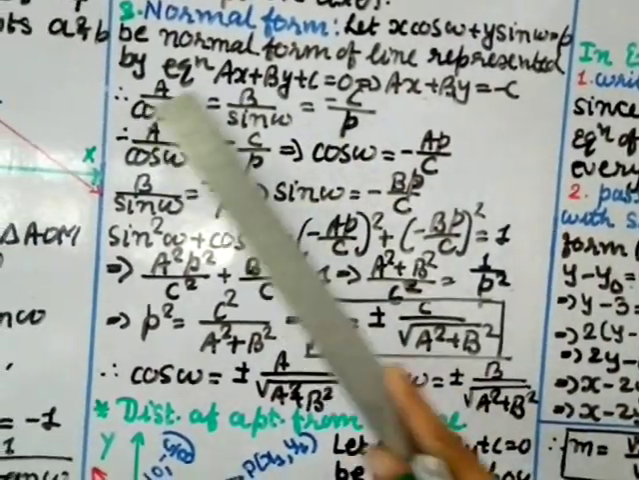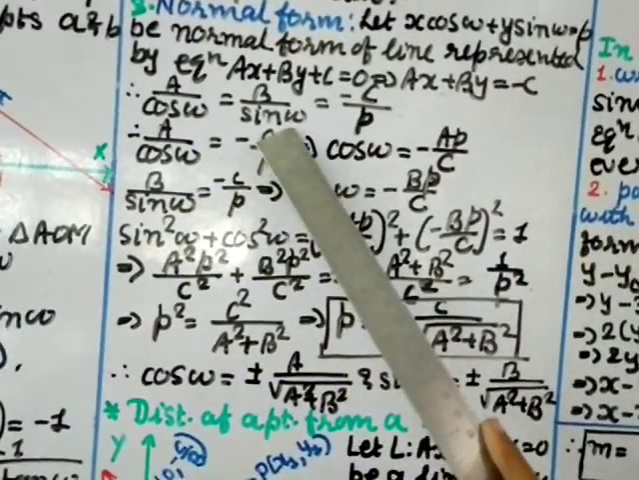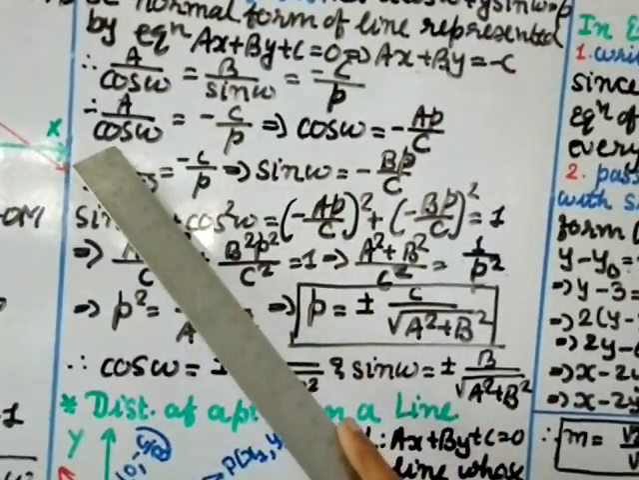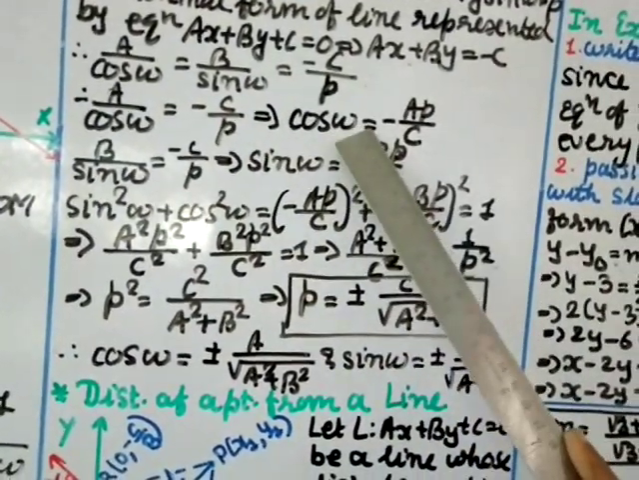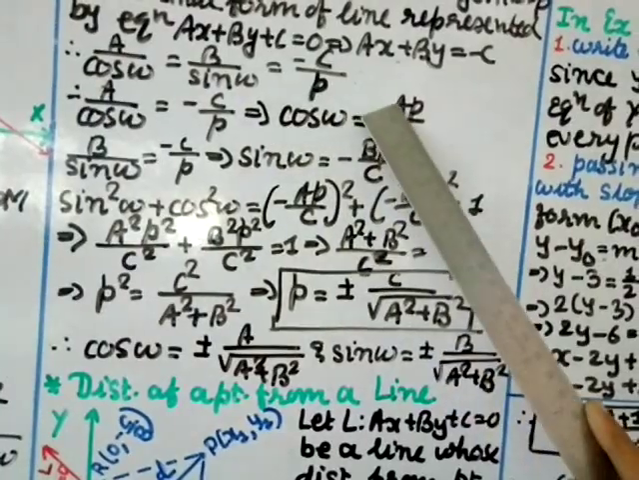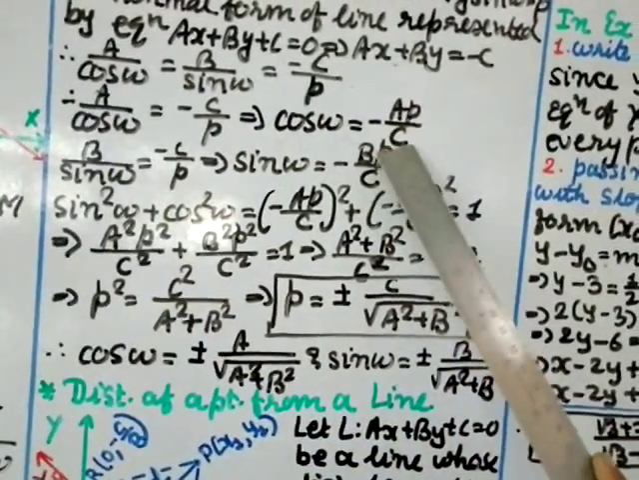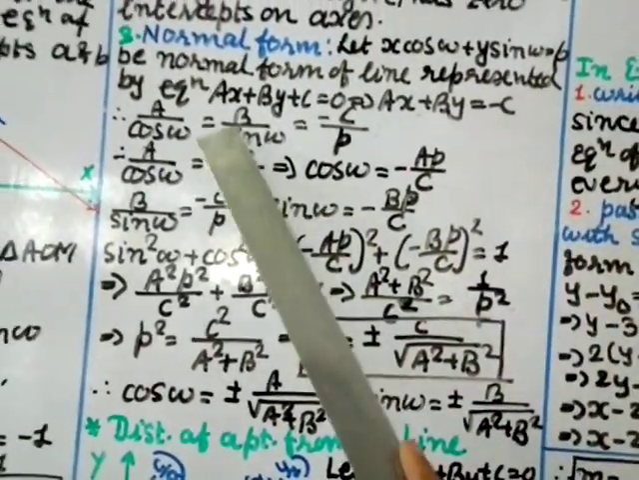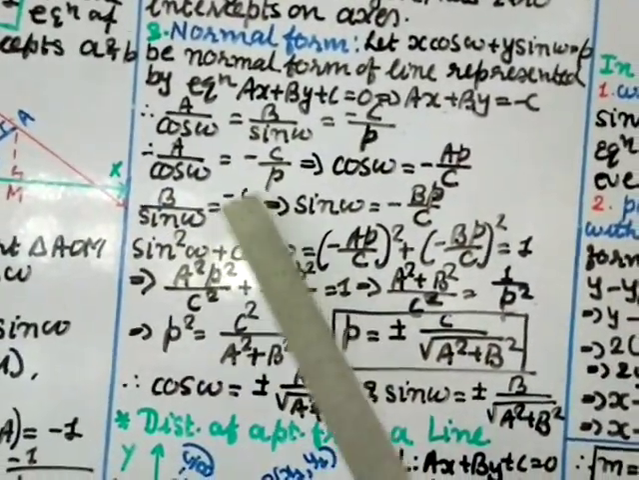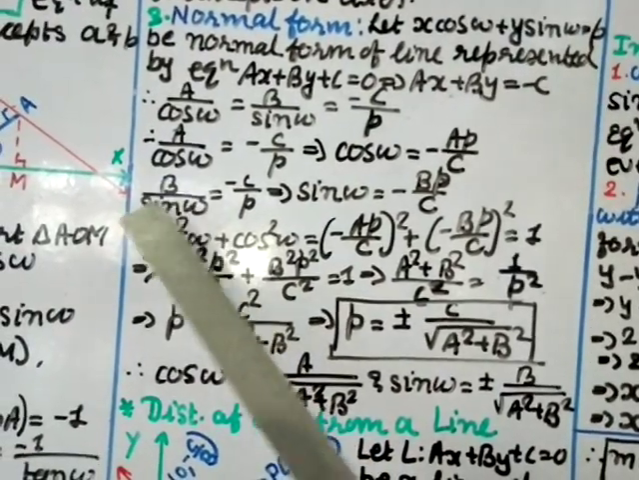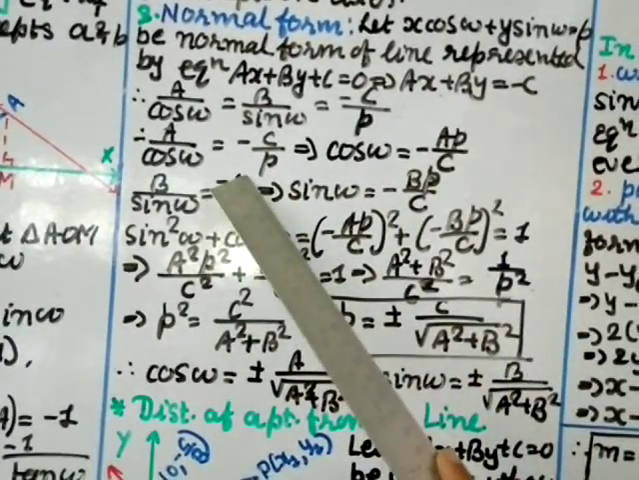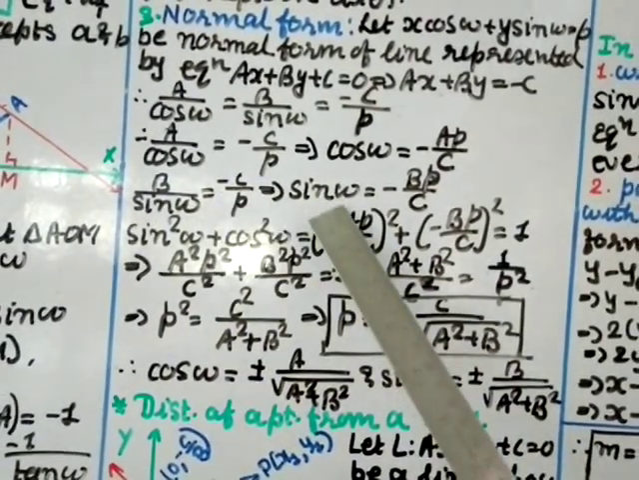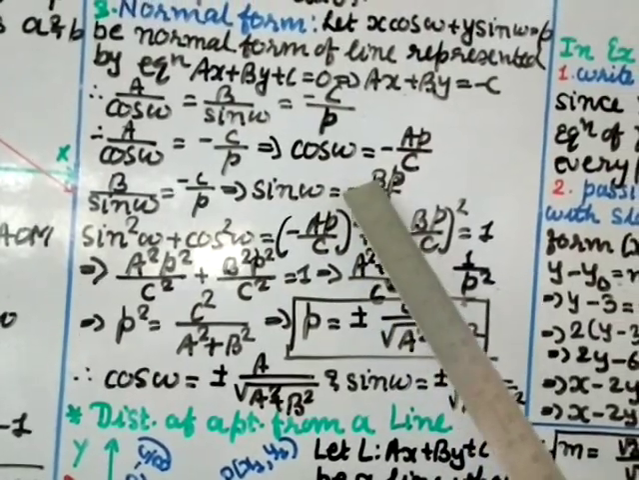When you compare these two, a by cos omega is equal to minus c by p. From here, cos omega transfer here, p transfer here, and minus c transfer here. So cos goes in the numerator, so cos omega equal to, p will multiply with a, so ap, and minus c transfer, so c down in the denominator and minus you can just write in the front. So this is cos omega. And when you compare these two, b by sin omega equal to minus c by p, p transfer over here, it will go in the numerator, so bp, and minus c transfer here, it will go in the denominator minus c, and this sin omega transfer here goes in the numerator, so sin omega is equal to minus bp by c.